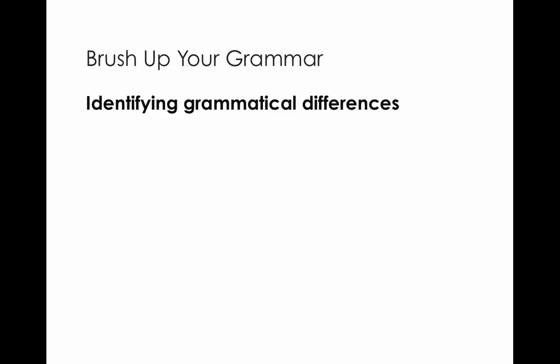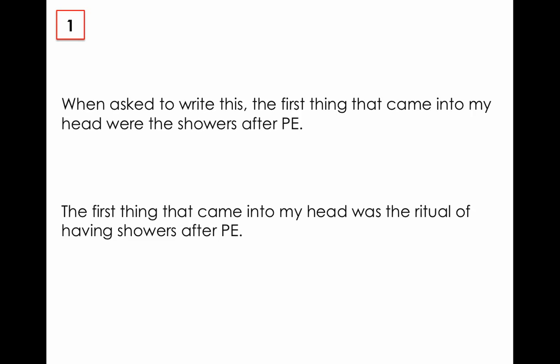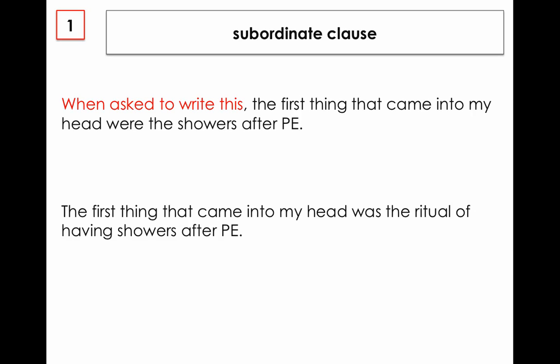Okay, so we're going to look through the worksheet for identifying grammatical differences, which you can still find online. Here's the first one. I'll put the grammatical term at the top and highlight the part that's been changed, and use the term to describe what has been changed. So here we've got the subordinate clause, which is the clause in red, when asked to write this, and that's been removed from the second sentence.